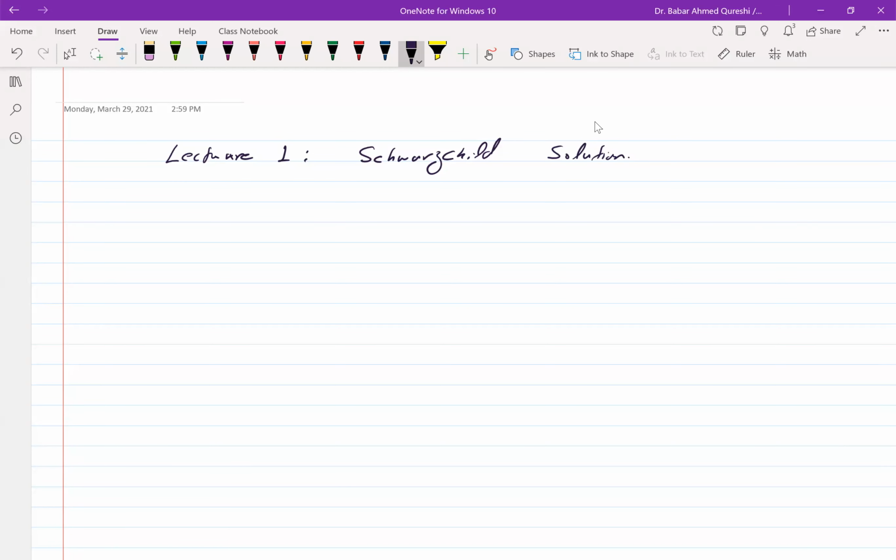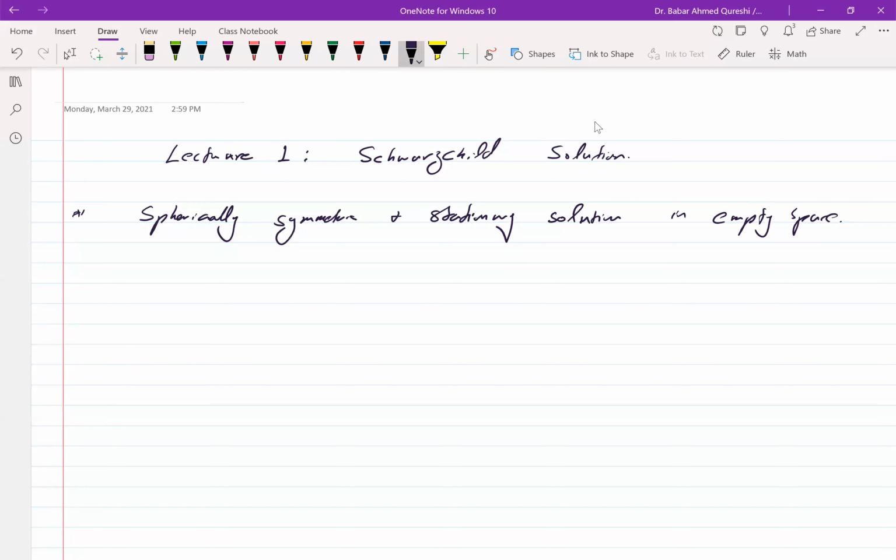So what's the Schwarzschild solution? It's a spherically symmetric and stationary solution in empty space. So the solution exists in those parts where there's no matter, and it's spherically symmetric so it has rotational symmetry about a point, and it doesn't depend on time coordinate.